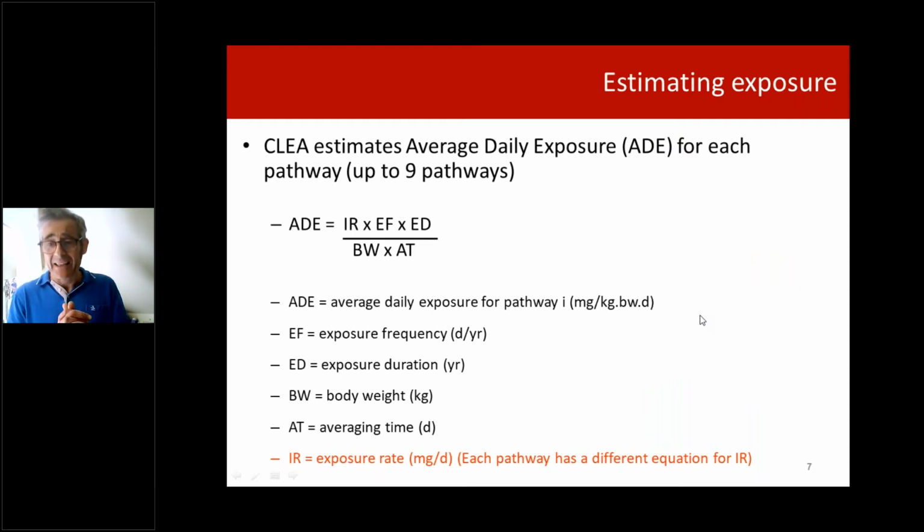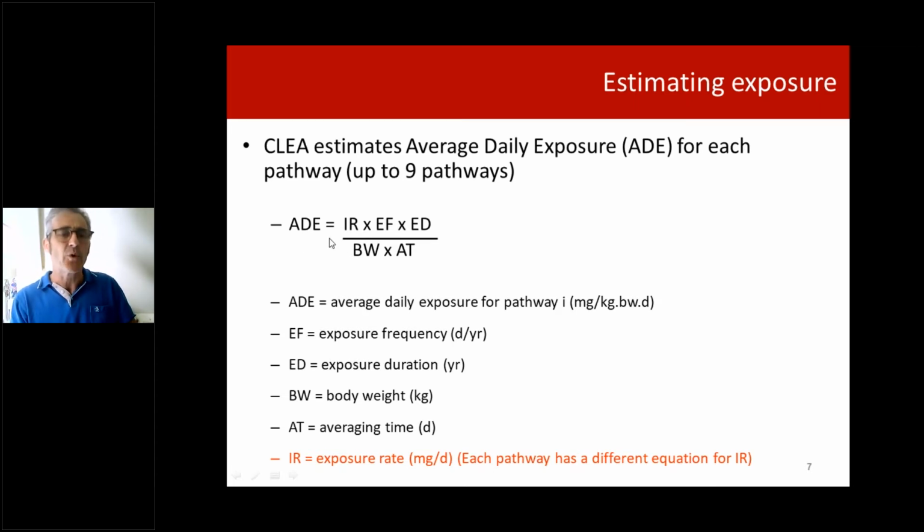Okay, now I'm going to get a little bit into the maths behind CLEA. I know it's a lunchtime slot, so many people will start switching off already, but just try and stick with me here. As I say, CLEA has this exposure modeling part to it, and it estimates the average daily exposure for up to 9 different pathways. And this is a generalized equation here for estimated exposure for each pathway.